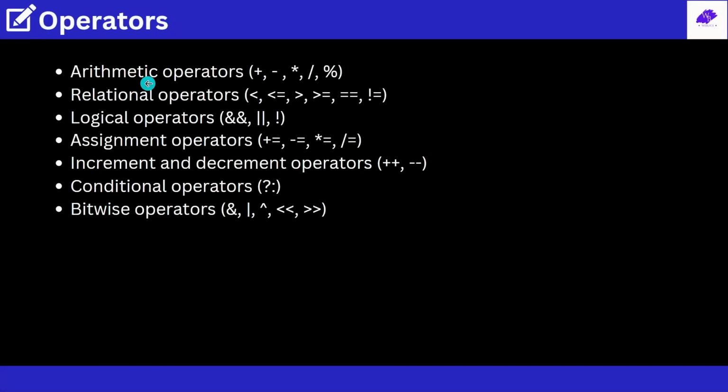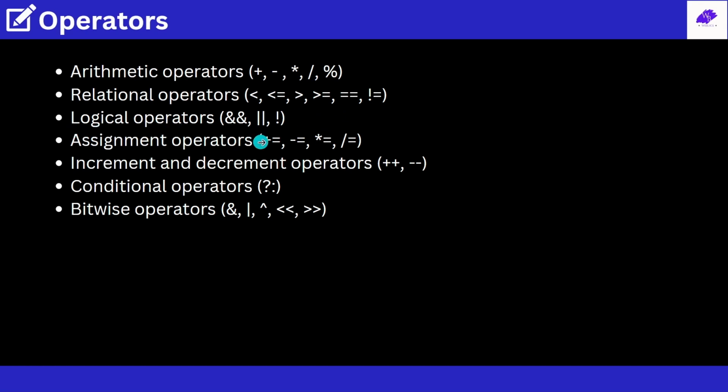So in this video we have just differentiated what types of operators there are in the C language. In the next video we will understand each of them in detail. Operators are divided mainly into these types: the arithmetic operator, which is used for performing mathematical operations like addition, subtraction, multiplication, division, modulo. Next is the relational operator, that is less than, equal to, greater than, greater than or equal to, and not equal to.